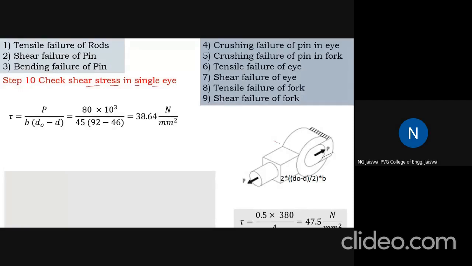Again, this figure should be in front of your eye when you talk about the shear stress in single eye. Unless you can bring this failure figure in front of your eye, you cannot write the equation. Immediately, this figure should be in front of your eye, that this is a shear failure of the single eye. And what is the area?